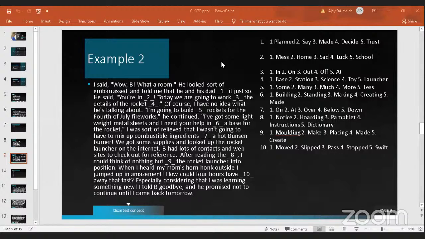When I heard my mom's horn honk outside, I jumped up in amazement. How could 4 hours have slipped away that fast? Time slips by, slipped away that fast. That should be the answer. Okay, this one was slightly easier compared to the previous one.